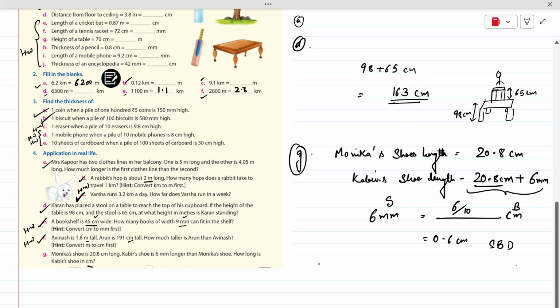So what will be Kabir's shoe length? Kabir's shoe length will be equivalent to 20.8 plus 0.6 centimeters. When we add them, 8 plus 6 is 14, so 4, carry 1, and 2. It will be 21.4 centimeters.